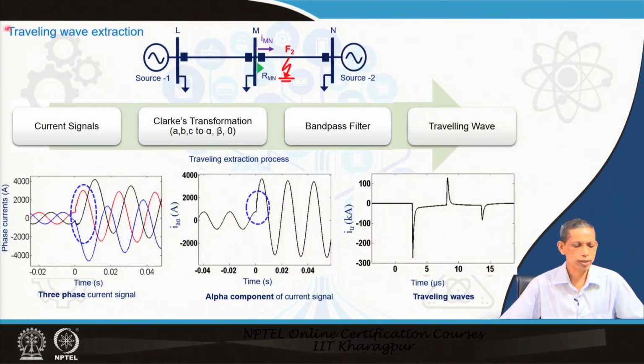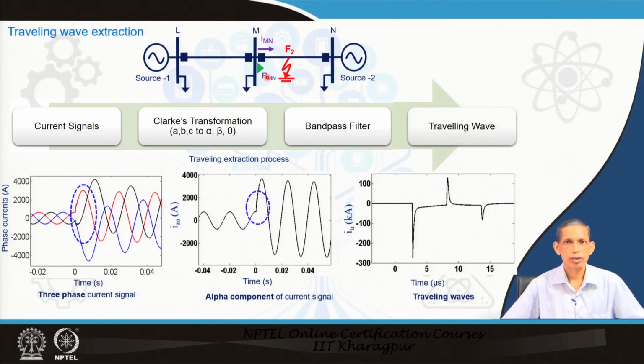Now, how can the corresponding travelling wave be extracted? Let us look here. Suppose a relay is located here and a fault happens. The wave propagates from this side to this side. Both voltage and current can be extracted, but current is more widely used. The reason is that the CVT-associated transient has a challenge.